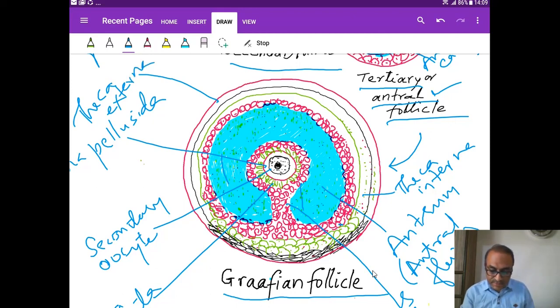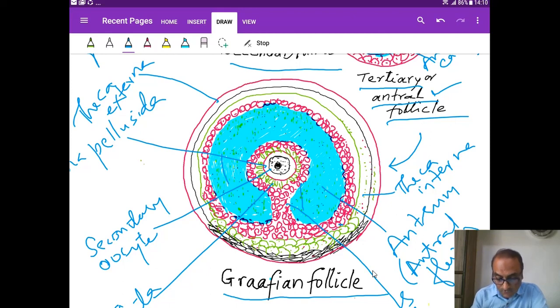There is a slight difference in the types of cells present there. In the theca interna, you see that the cells are a little larger and oval in shape and have a very thin cell membrane, and in the theca externa the cells are highly flattened, in many layers, forming the outermost covering of the Graafian follicle. So this is the structure of the Graafian follicle, the fully mature ovarian follicle.